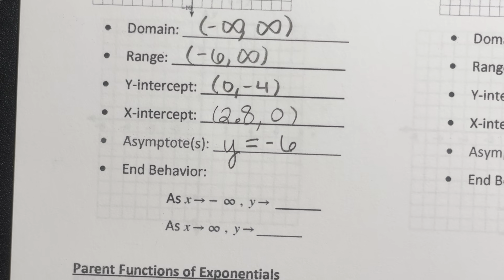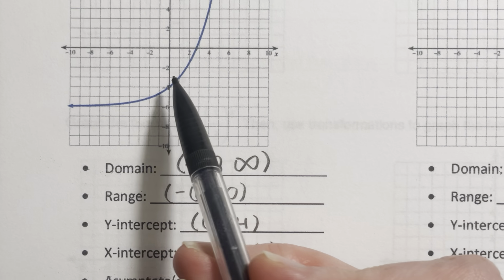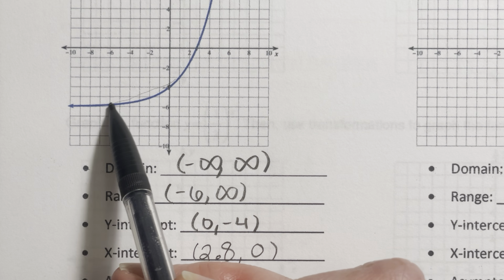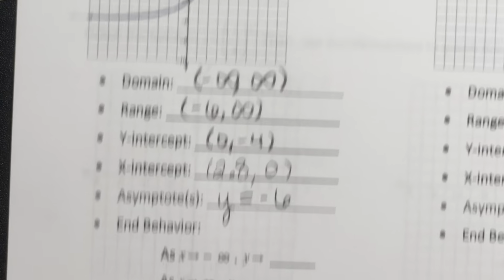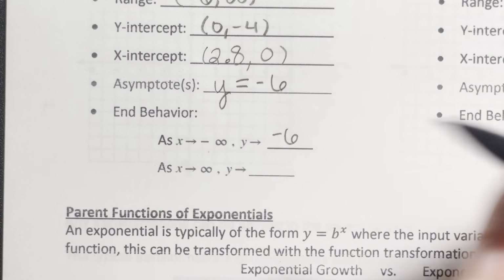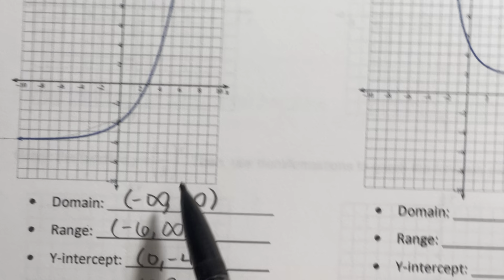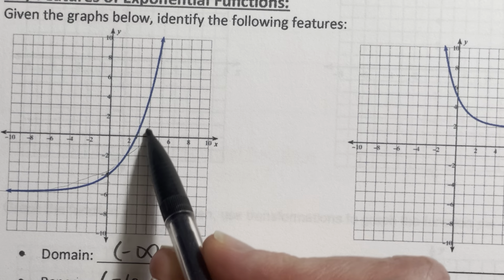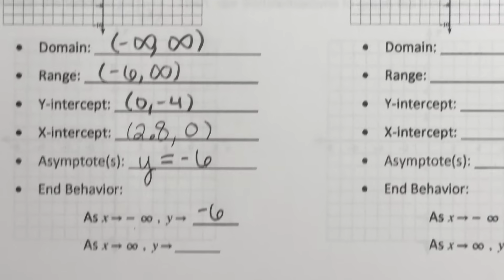And then we're going to look at end behavior again. Now, end behavior just describes what's going on at the ends of the function. So as x goes to negative infinity towards the left side, the y values are approaching that -6. The function is approaching -6. On the right side, as x goes to positive infinity, as x increases, the y's are just going to keep going up to positive infinity.